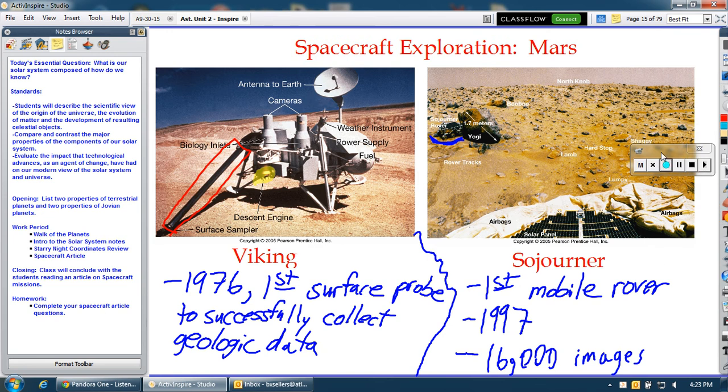Mars is the planet that the United States has studied the most, right? Starting in the 70s, we sent the Viking mission, which was the first surface probe, and it successfully collected geologic data. This led us to believe that Mars is a rust color due to iron oxide in the soil, and this confirmed it. The Sojourner was the first mobile rover. It was launched in '97. It took a lot of pictures. It unfortunately got stuck at this little rock right here next to the platform, which is the Pathfinder.